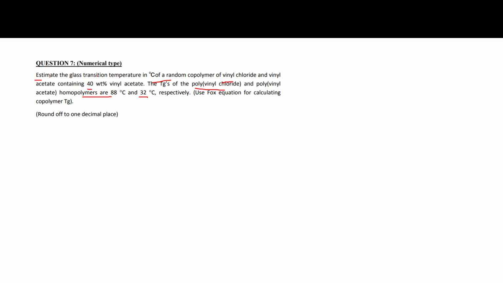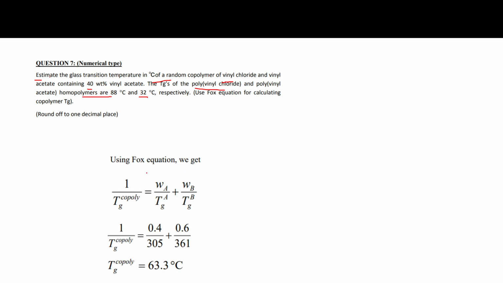So we want to use this Fox equation. From the Fox equation, the Tg of the copolymer will depend on the weight fraction of polymer A divided by its Tg, plus the weight fraction of polymer B divided by its Tg, for example 0.4 divided by 305. You have to convert the Tg into Kelvin.